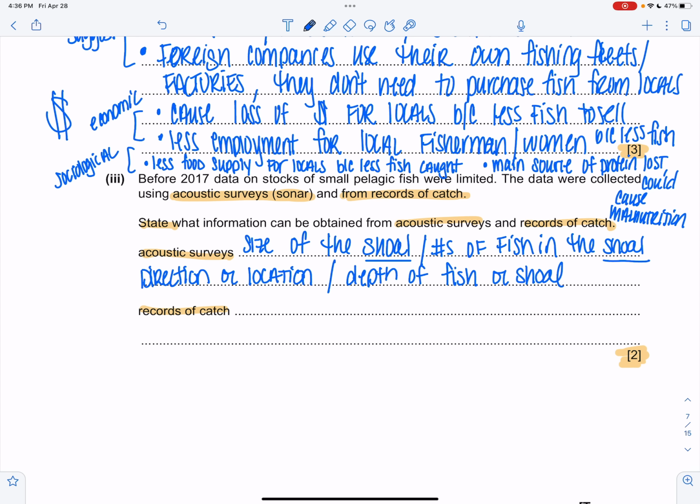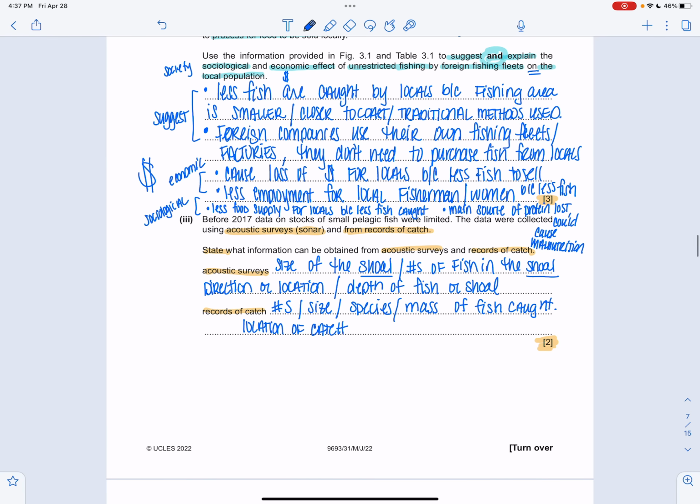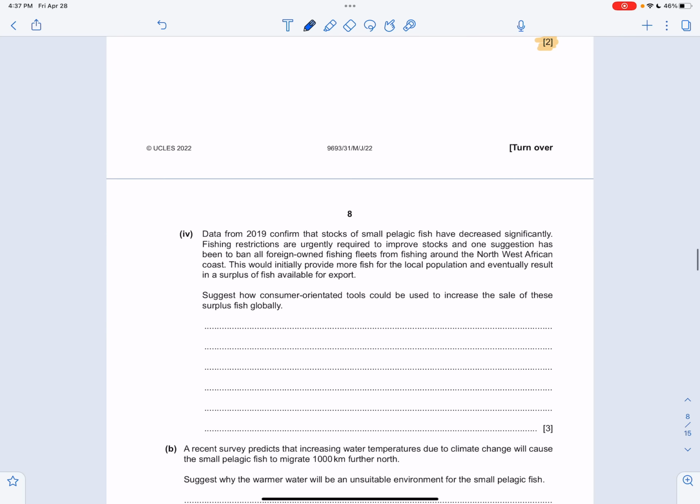Records of catch. These should be recording the numbers of fish caught, the size of fish caught, the species, its weight or its mass of the fish caught. And this will allow fish stocks to be assessed over time. Honestly, I think also location of catch. It's not on the mark scheme, but I think it would be helpful. Maybe even the methods used.